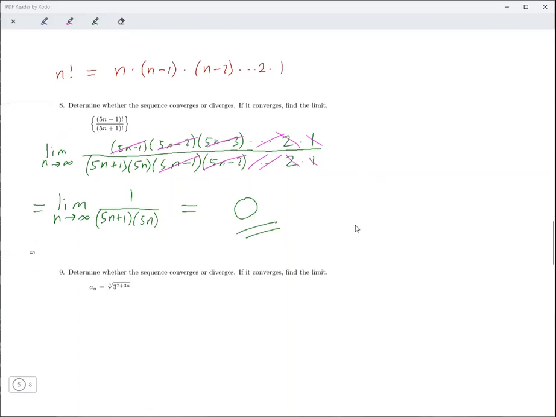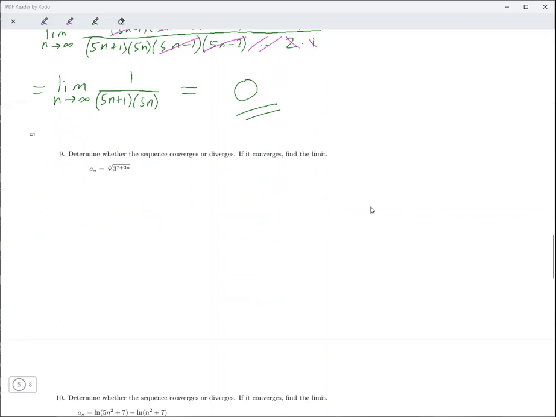Okay, number 9. Okay, so here we have the nth root of this. Okay. nth root is also, you can write that like this. So everything to the 1 over n, right? And then I'm just using properties of exponentials. This 1 over n can distribute to both of those.